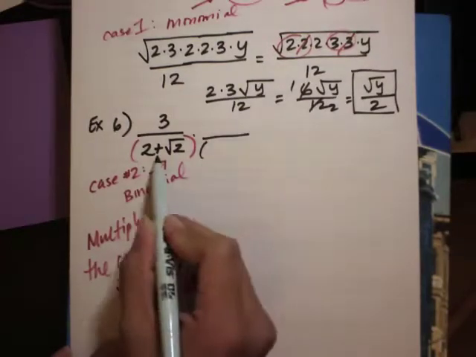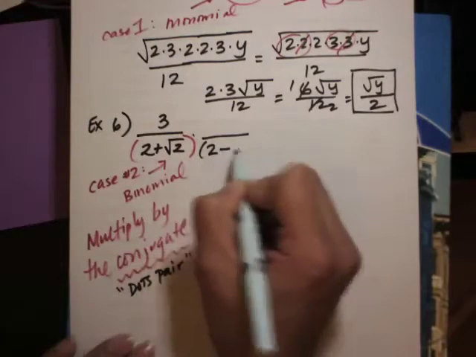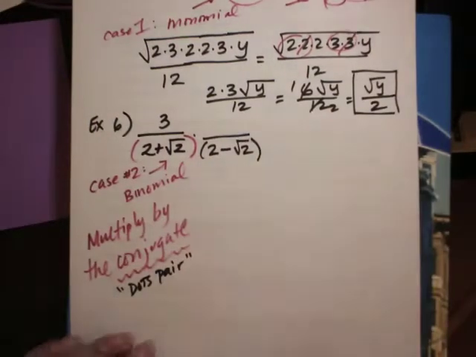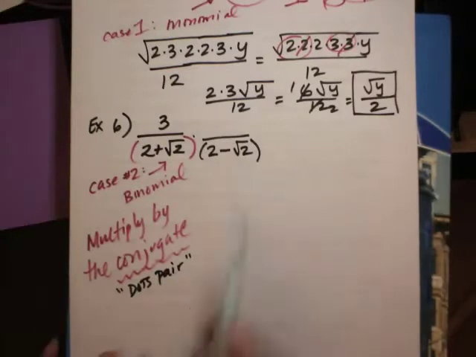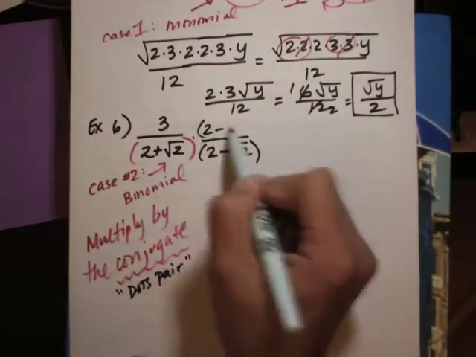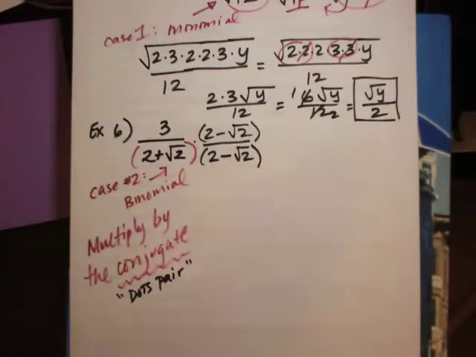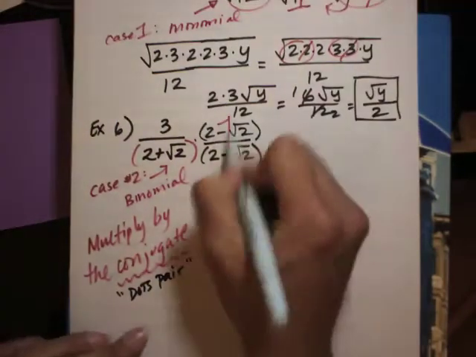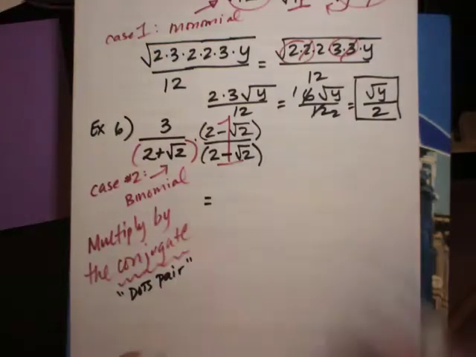Instead of 2 plus the square root of 2, we're going to have 2 minus the square root of 2. Remember, when you factor dots, you'd have 1 plus and 1 minus. So again, we don't want to change the value of it, we just want to expand it. So we're going to multiply it by our 1. So let's see what happens when we multiply this. I'm going to put this down here to give us more room.